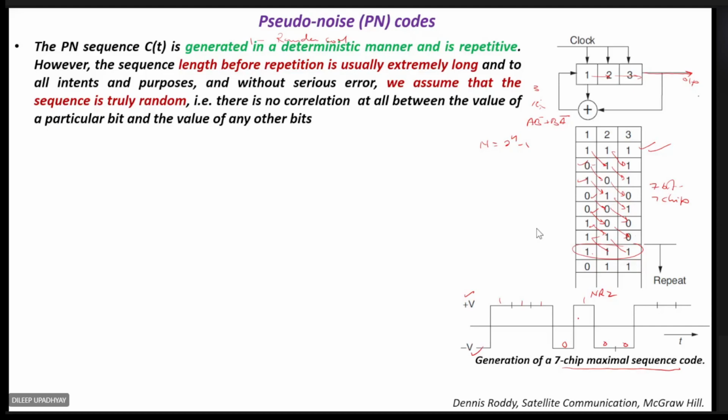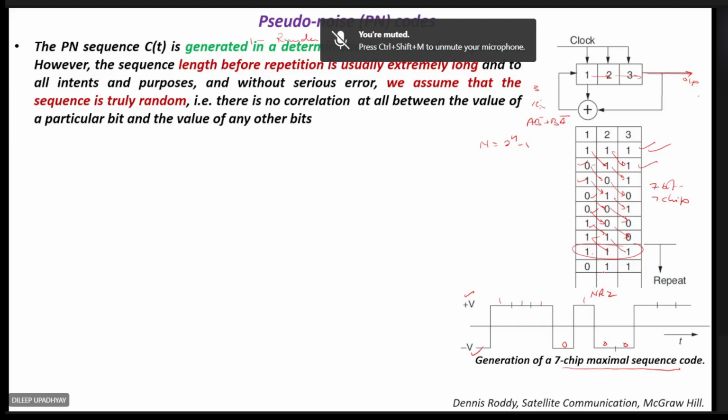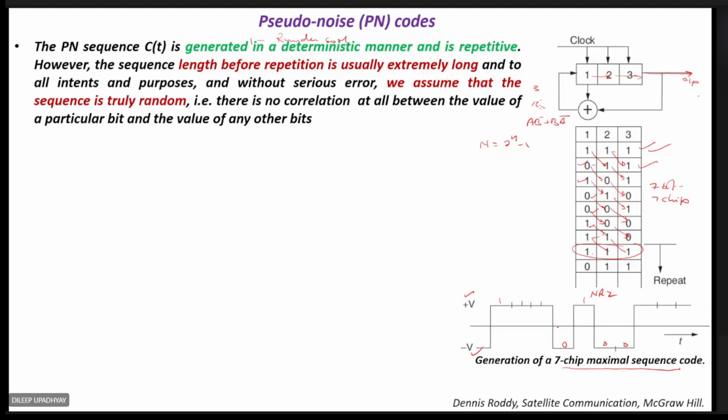Now suppose, but here you can see, since this one is generated in a deterministic way, and in fact the number of electronic circuitry is less, you can simply say that after this 7 chip, the same data will be repeated, because in the next clock you can see 0, 1, 1 and 0, 1, 1 is over here also. So the same bit is getting repeated. So we cannot say that this sequence is random in nature, because the pattern is known. That is, after 7 chip, it is going to be repeated.